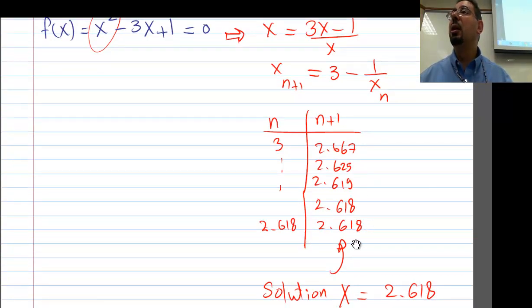2.618. So again, if the problem said find this within 4 significant digits, you are done. Here are your 4 significant digits, 2.618. You put them in, you get them. You're done. Okay?